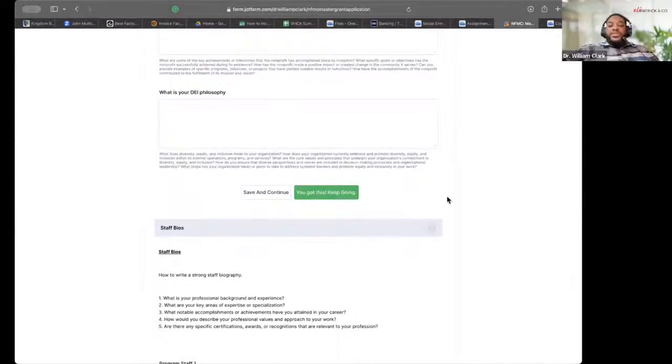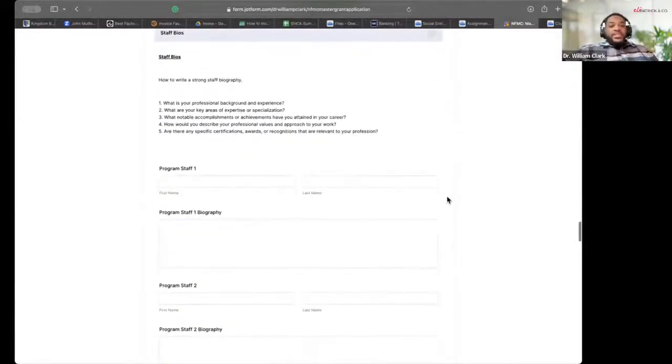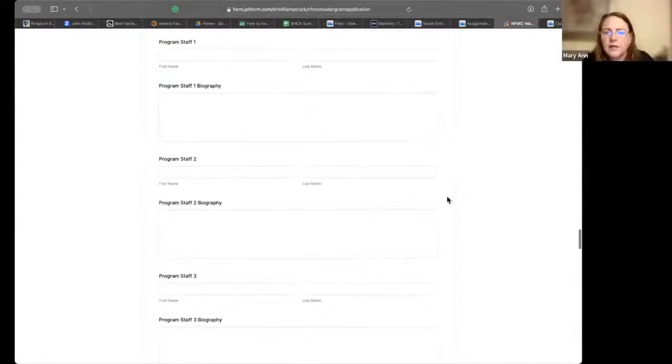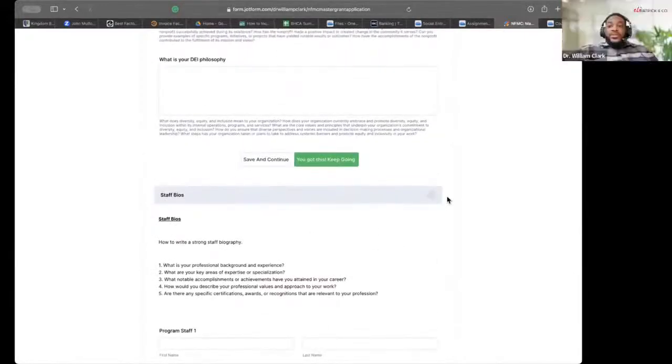Increasingly, since George Floyd's murder, there have been significant questions around DEI, inclusion, right? What's your approach from a staffing standpoint, from a board standpoint, from a programmatic standpoint? Talk about your philosophy. If you don't have one, this is a really good opportunity to get that together. What is key, DEI? Diversity, equity, and inclusion. Okay.